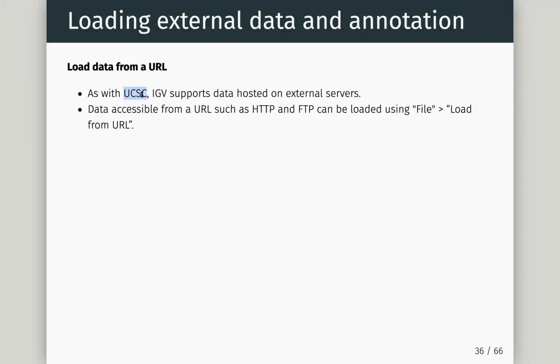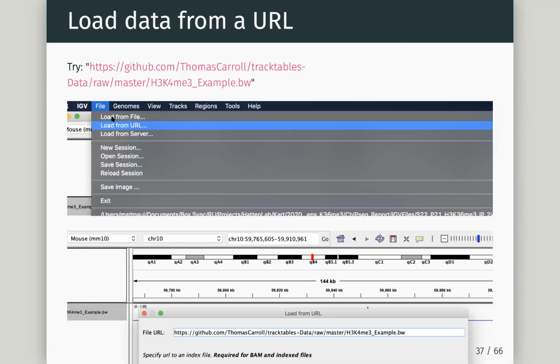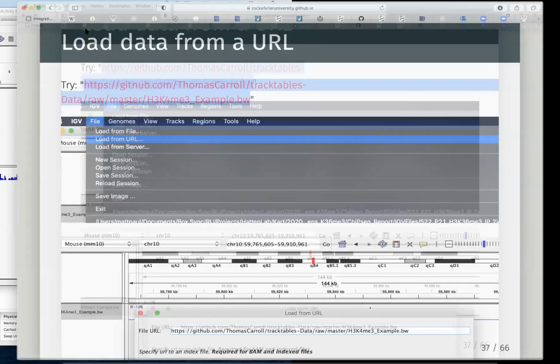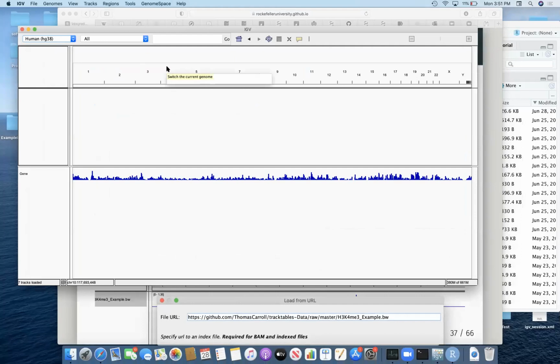So as with UCSC, this web-based server, IGV does also allow you to load data from external servers. So data accessible from a URL, such as an HTTP, HTTPS, or FTP, can be loaded straight into IGV using file, load from URL. So I'm actually just going to load some data now. First, I'm going to copy this link. Copy link.